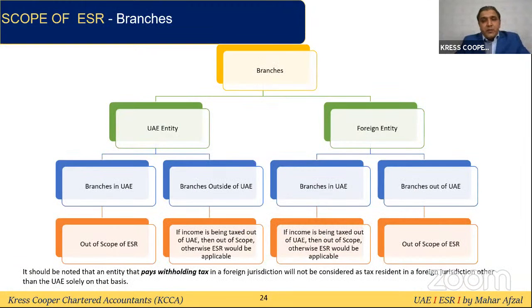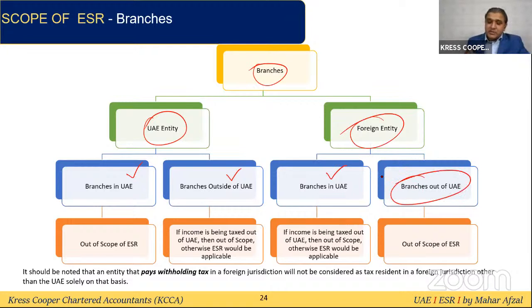Branches have been defined properly in the revised law. They said branches can be in the UAE or outside the UAE. A UAE entity might have branches in the UAE, or it might have branches outside the UAE. In the same way, a foreign entity might have branches in the UAE, or outside the UAE. If the UAE entity has branches in the UAE, they said all branches will be out of scope. ESR will not be applicable on them.